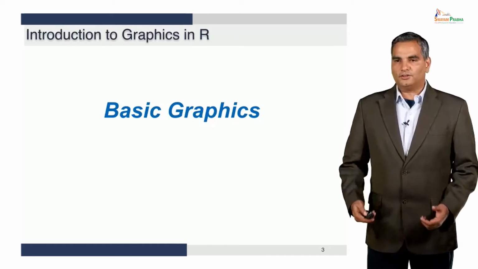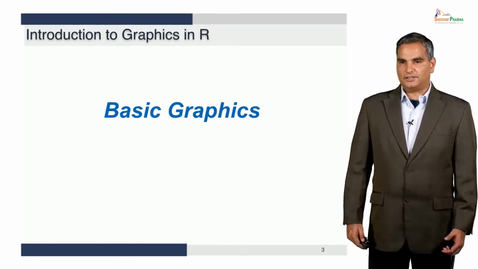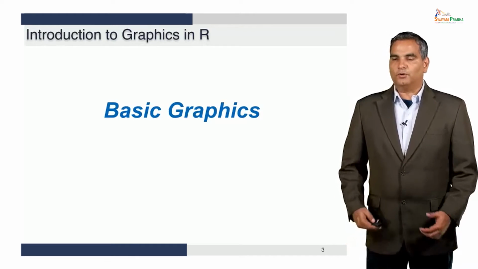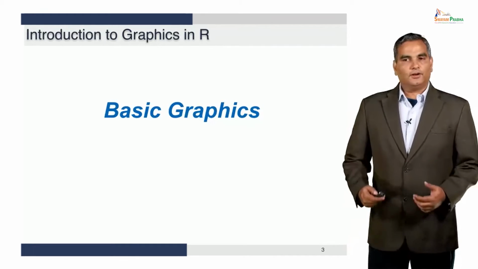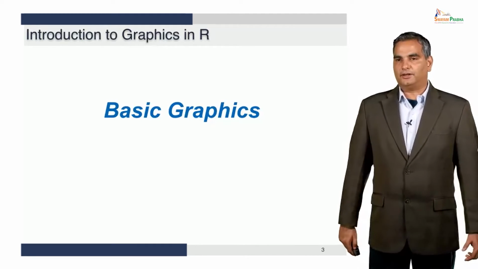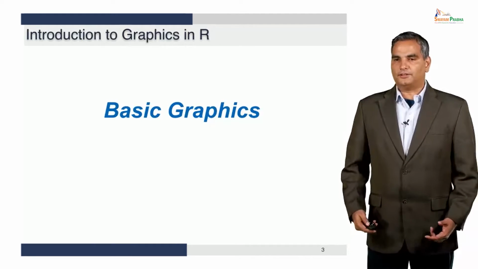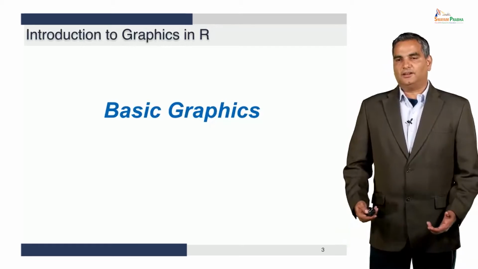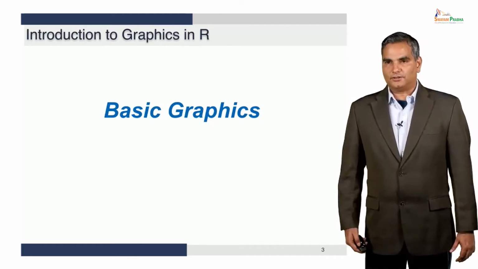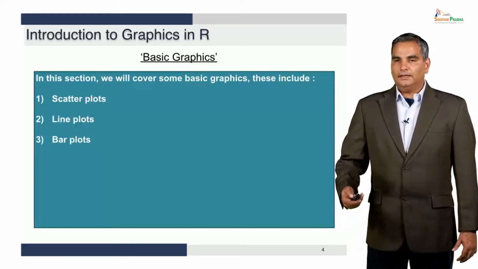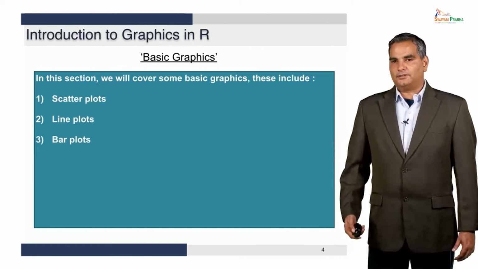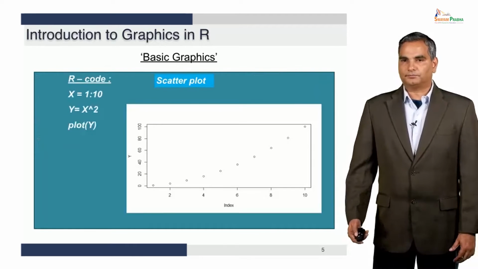If one wants more sophisticated visualization, then there is a package called ggplot which can be used to do a more sophisticated visualization. We are not going to cover that as part of this module. Nonetheless, we have supplemental material on ggplot which will be available as part of this course packet, which an interested participant can look at to learn more about ggplots and graphics. In this module, we will cover these three types of plots: scatter plots, line plots, and bar plots.